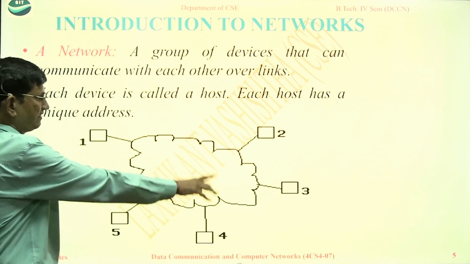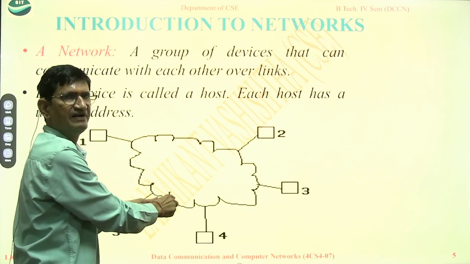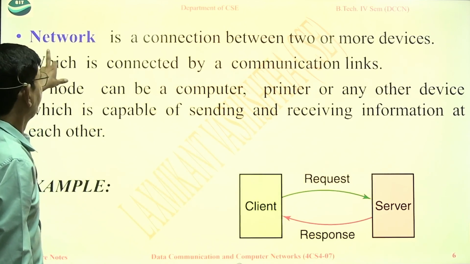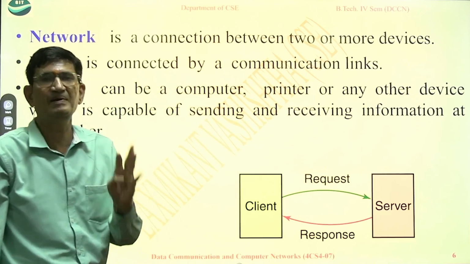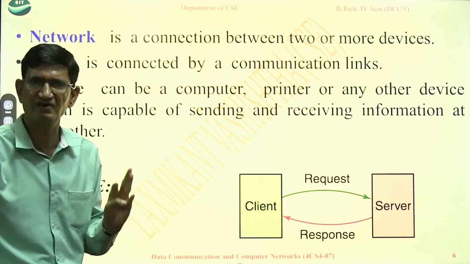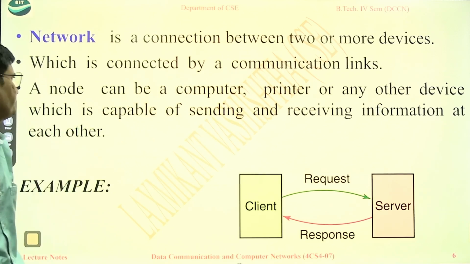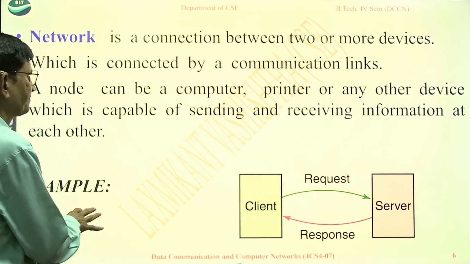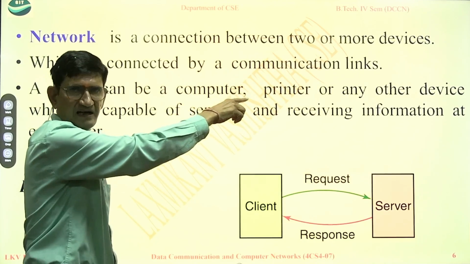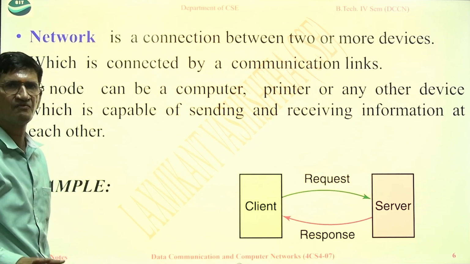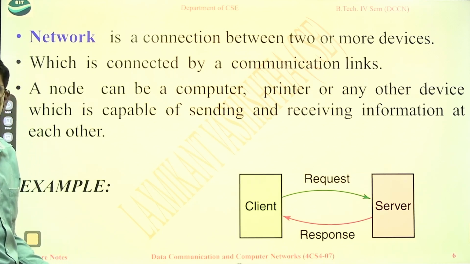Now, that is the basic network architecture. These all are hosts, and these are the topologies by which we connect those devices. A network is communication between two or more devices connected by communication links. The communication links may be guided or unguided, meaning physical or virtual. A node can be a computer, printer or any other device which is capable of sending and receiving information. It means a computer, an electronic device; a printer, an electronic device. I think you understand my meaning. What is an electronic device? It may be a computer, printer, anything. Now fax machines and online printers are also available.